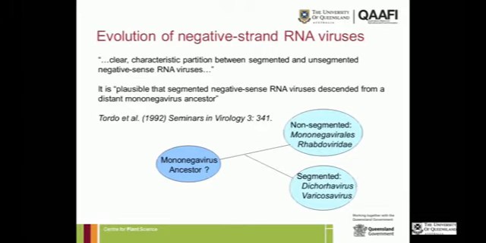So to finish off, I mentioned the difficulty of taxonomy for this group of bipartite viruses, and so the current idea is that there may have been a mononegavirus ancestor a long time ago in evolution, which gave rise to the non-segmented mononegavirales like the Rhabdoviruses and the segmented viruses like the Dichorhaviruses.